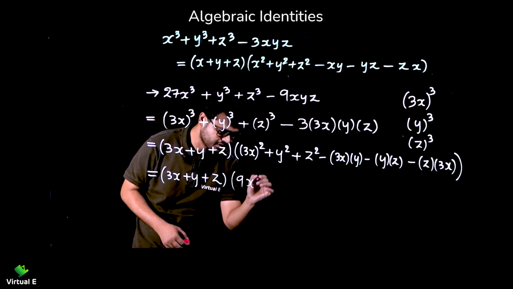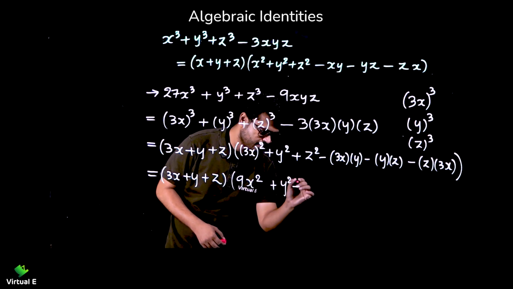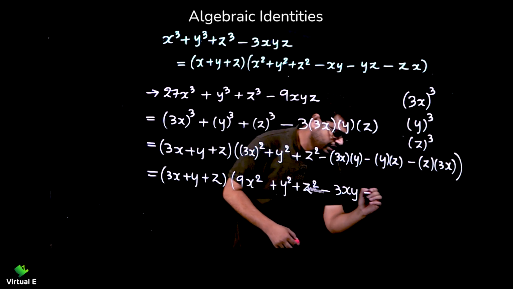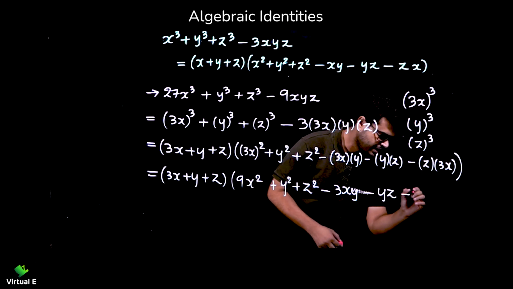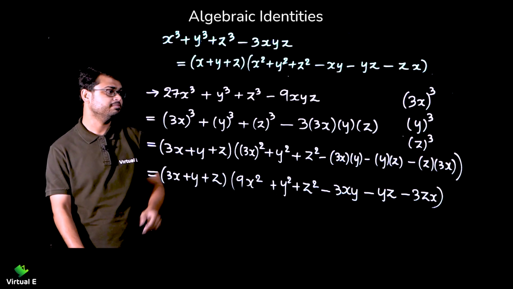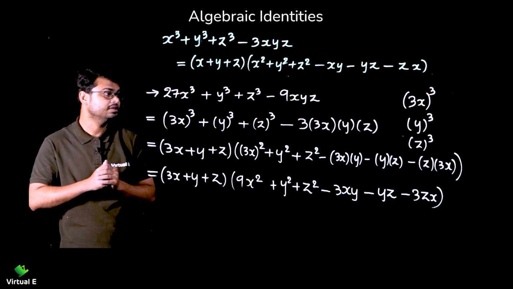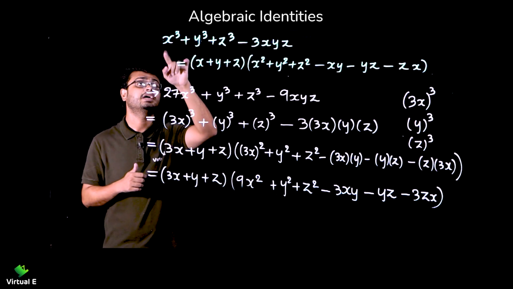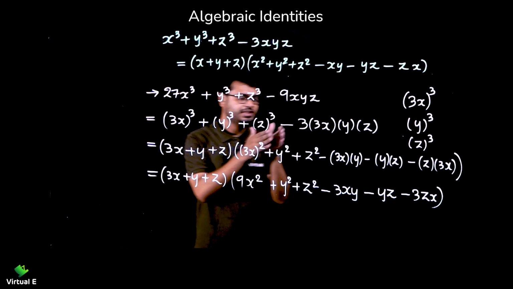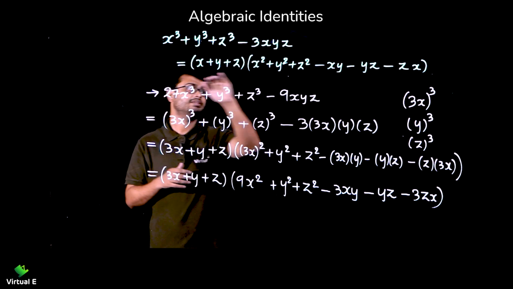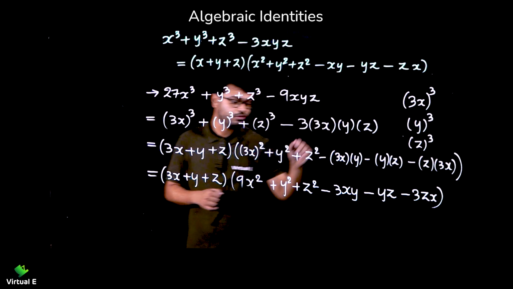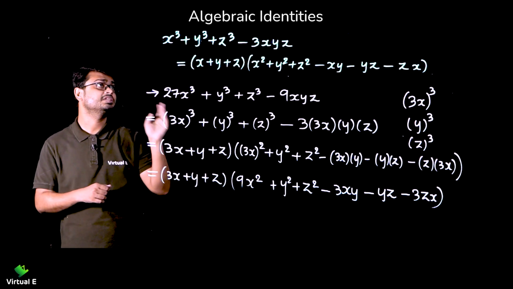Here 9x square plus y square plus z square. Here minus 3xy, minus yz, and here minus 3zx, or you can write 3xz as well. So this is the simplification. This is the factorization, not simplification. First of all, write in this form, x cube plus y cube plus z cube minus 3xyz, so you come to know what the values of x, y and z are. Afterwards, apply this factorization. Addition, we are done. Squares and addition, done. Then the product of two of them one by one with the negative sign. So this is how we factorize.